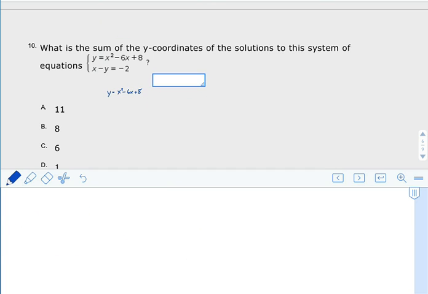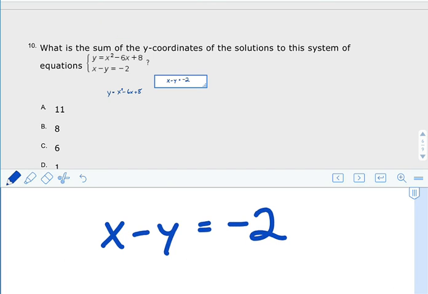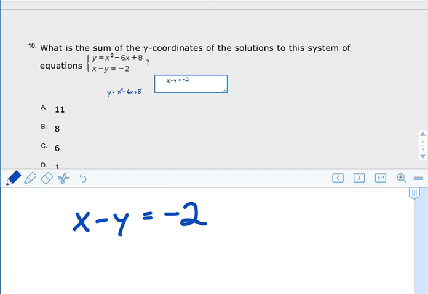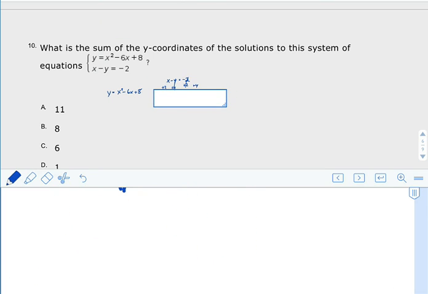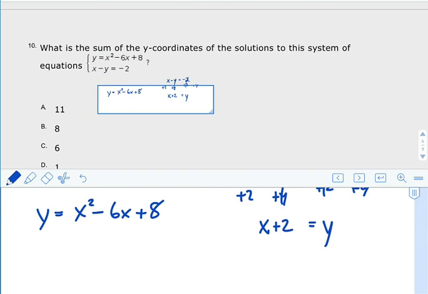Now the other one, we have x minus y equals negative 2. What I'm going to do is add the y over to get it positive, and add the 2 to that side. So these cross out here, they cross out here. So you end up with y equals x plus 2. Okay. So we're trying to find the solutions to both of these. As I said, you could graph them in the calculator. But what I'm going to do is this.